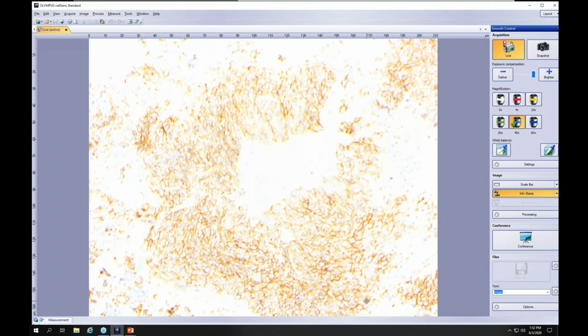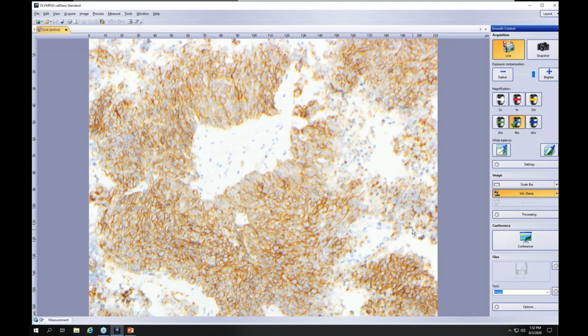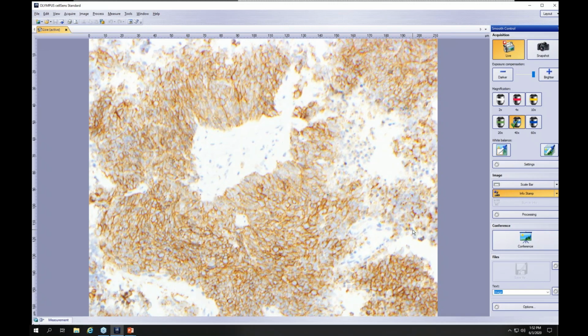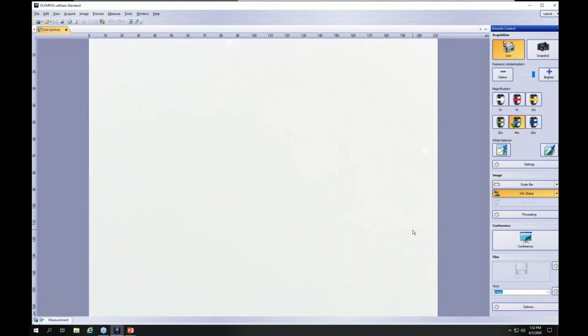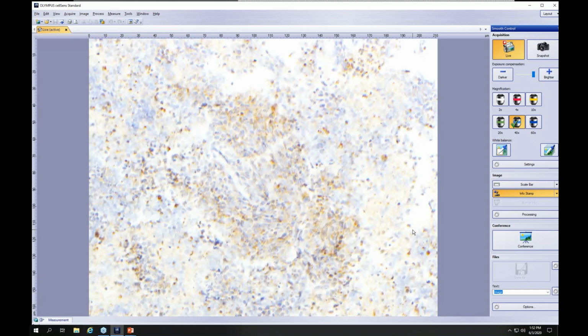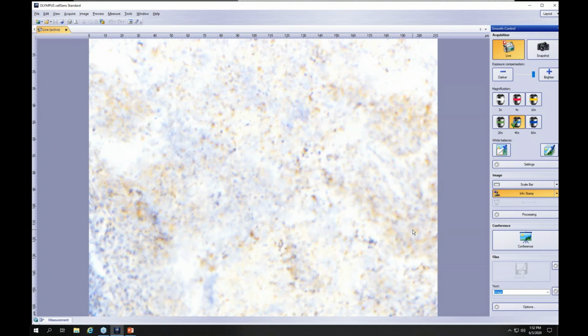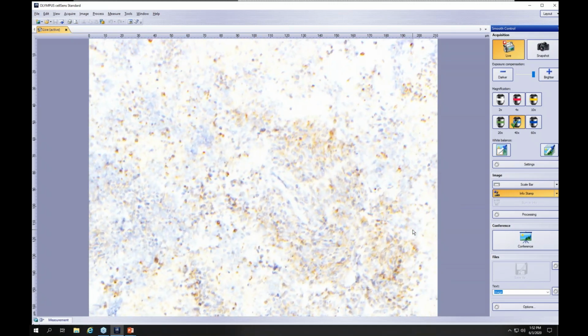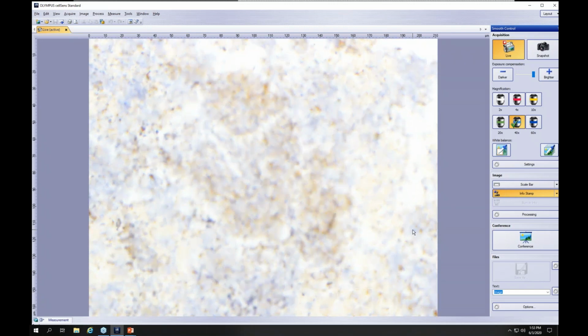This is a CD56. It's so light that I can't find my thing. There we go. Now you can see the nice positivity. And similarly, the synaptophysin, which you see here.